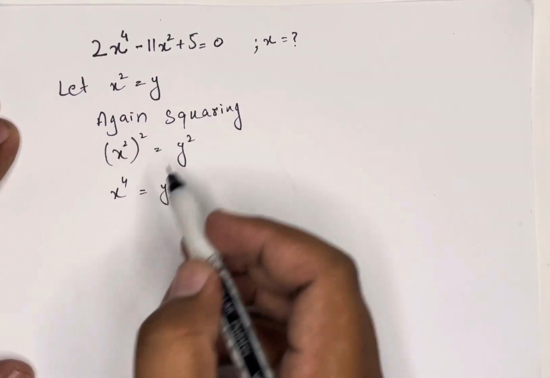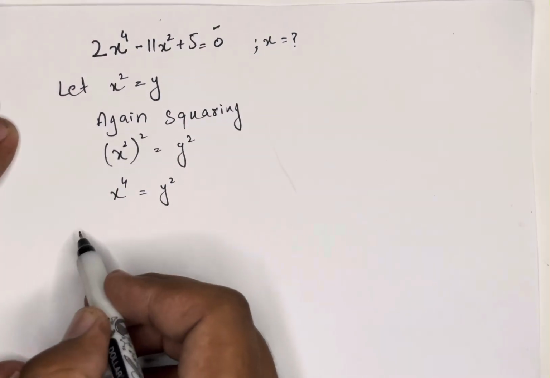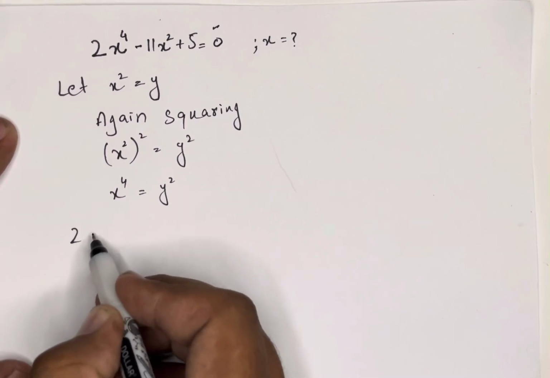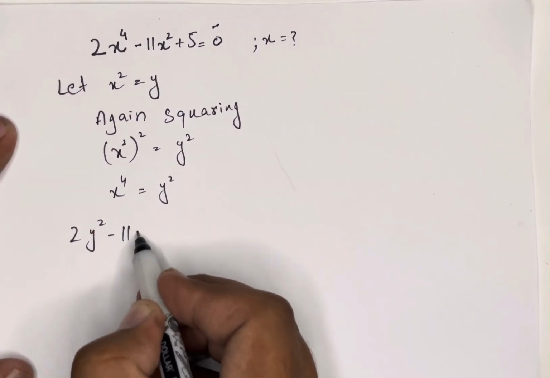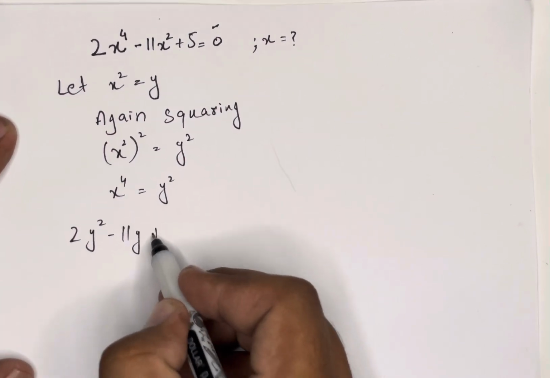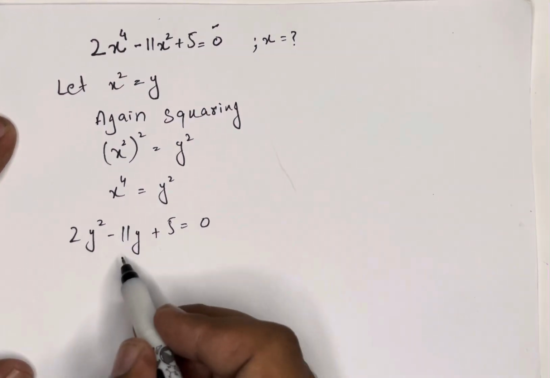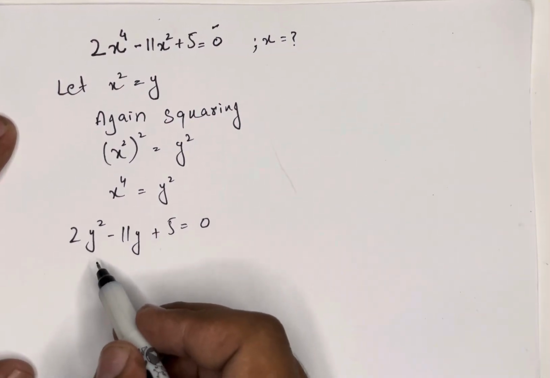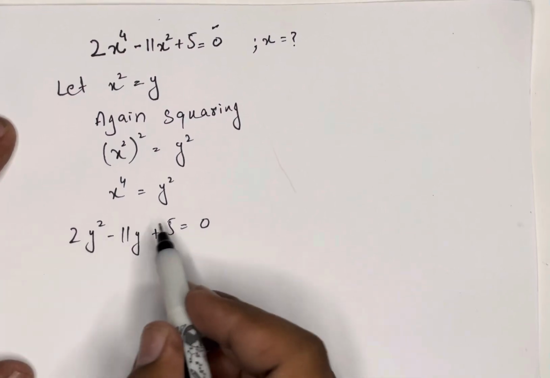Now I am putting these values in this equation. So the equation will become 2y square minus 11y plus 5 is equal to 0. Now I can say this is a quadratic equation. So I am going to make the factors of this equation.